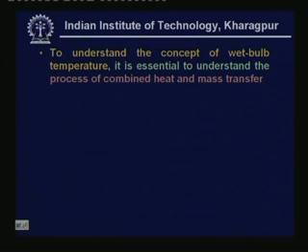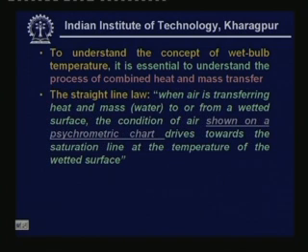To understand the concept of wet bulb temperature, it is essential to understand the process of combined heat and mass transfer. So, we have to have combined heat and mass transfer. When we discuss combined heat and mass transfer with reference to a mixture of air and water vapor, then we have to talk about a law called the straight line law. What is the straight line law?